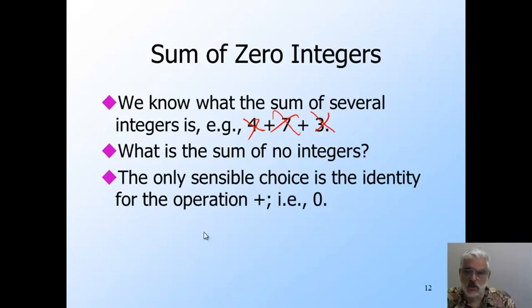That is, 0 plus anything is that other thing. This is a well-accepted convention. I can't prove to you that the sum of 0 things must be the identity 0, but neither have I seen a reasonable justification for any other convention. And if you have one, it would be a great topic for the discussion forum of the class.